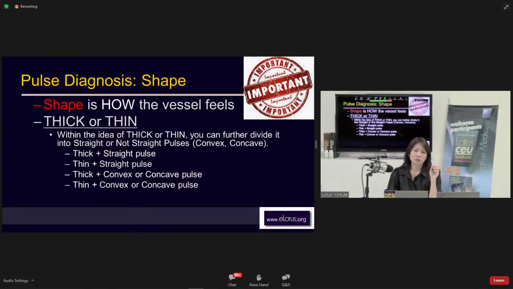Straight just means there's a lot of fire, usually, or a lot of coldness. It hasn't changed the structure of the body, the anatomy is still okay. So that's why the vessel is still straight. However, if you're feeling the convex pulse, that means something is swollen in the body.